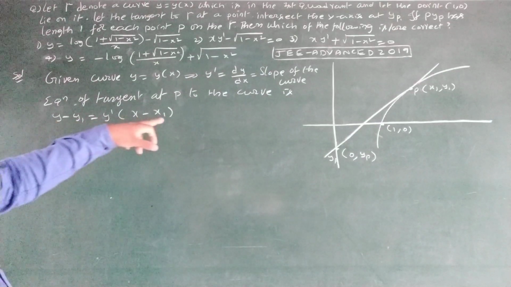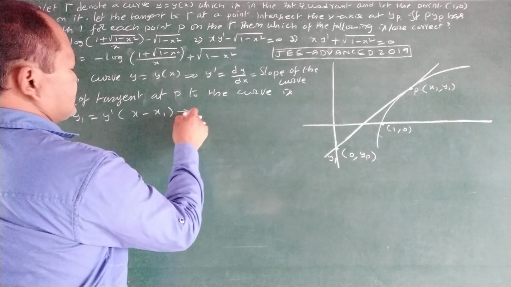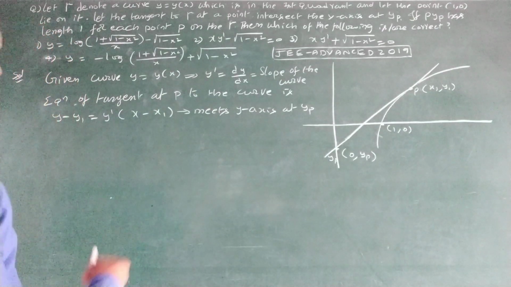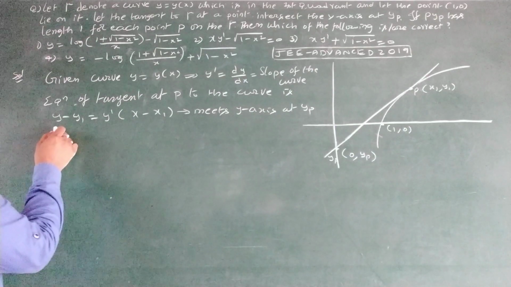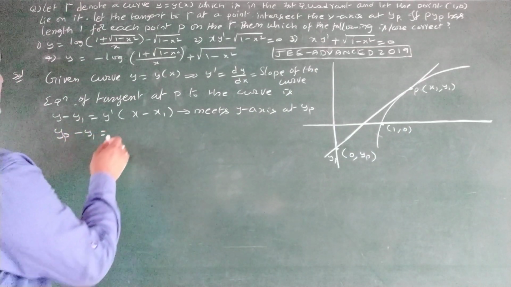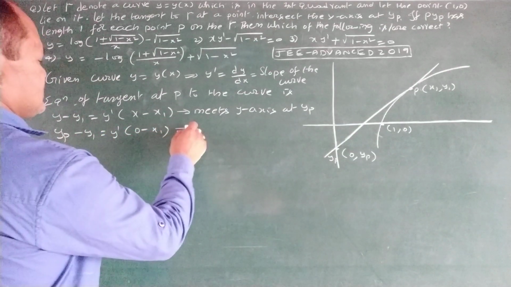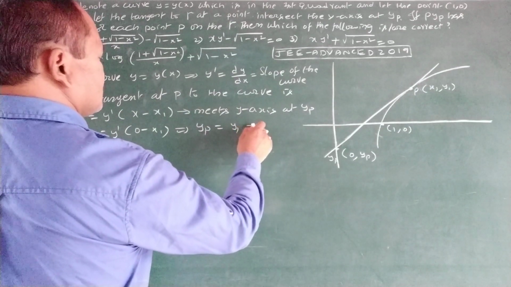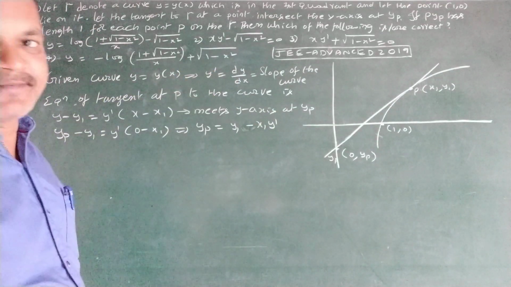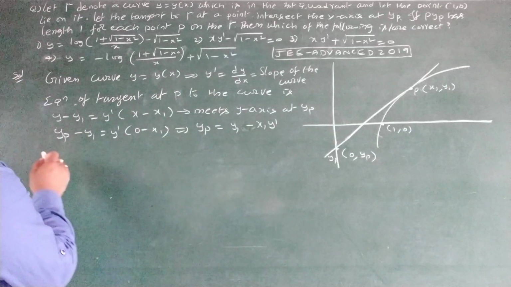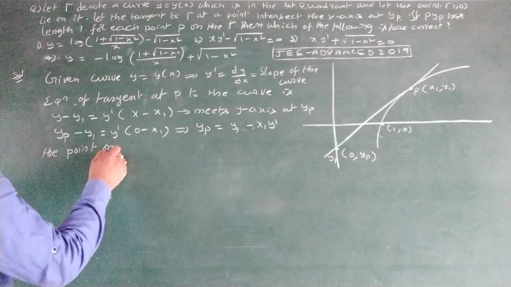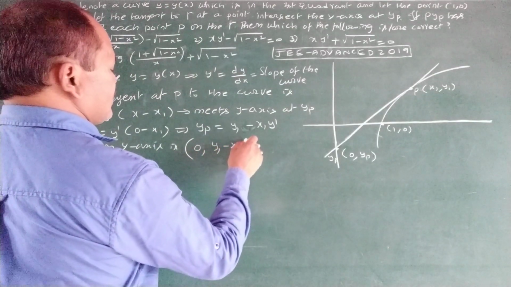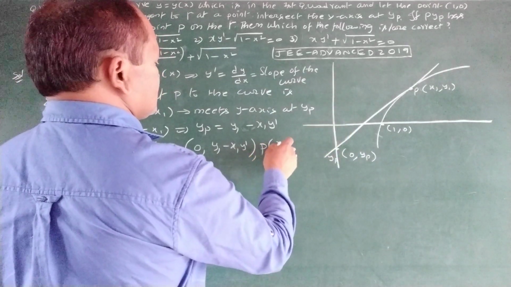Okay, now this tangent meets the y-axis at Y_P. Then in place of y we write Y_P. So Y_P − y1 = y'(0 − x1). From this, Y_P = y1 − x1 y', where y' is nothing but dy/dx. That's all. Now the point on the y-axis is (0, y1 − x1 y'), and P is (x1, y1).